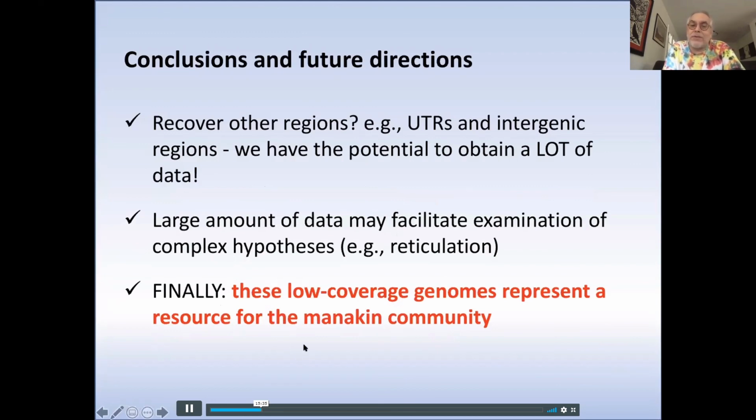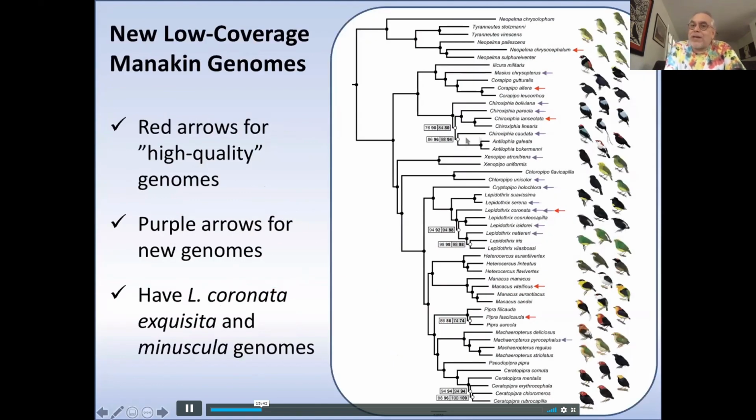Finally, I just want to stress that the Manakin community can use these as a resource. And they're spread across the tree. Obviously, you can't read this, but I am happy to make these slides available to anybody who asks.